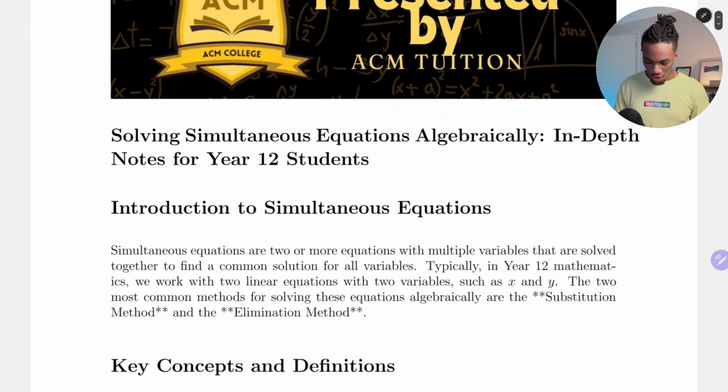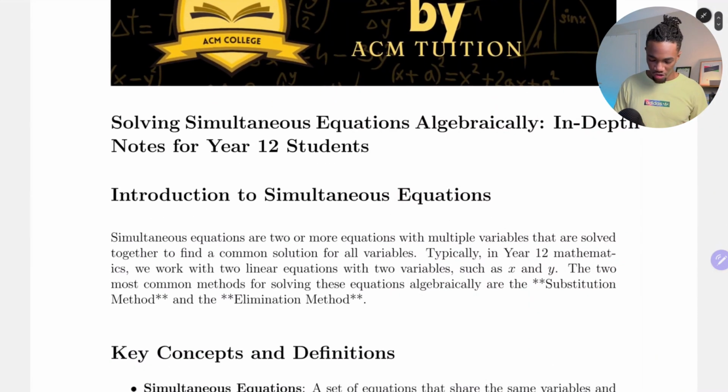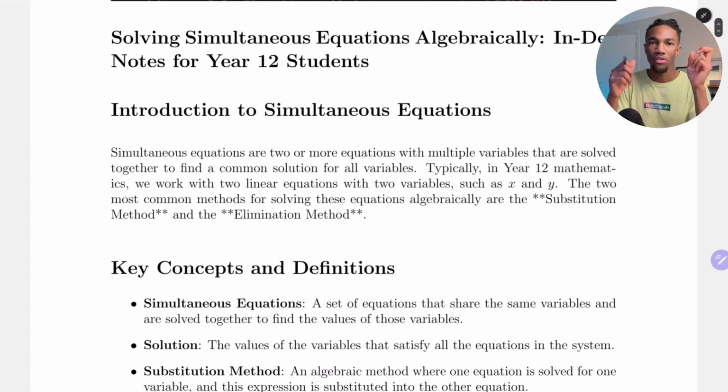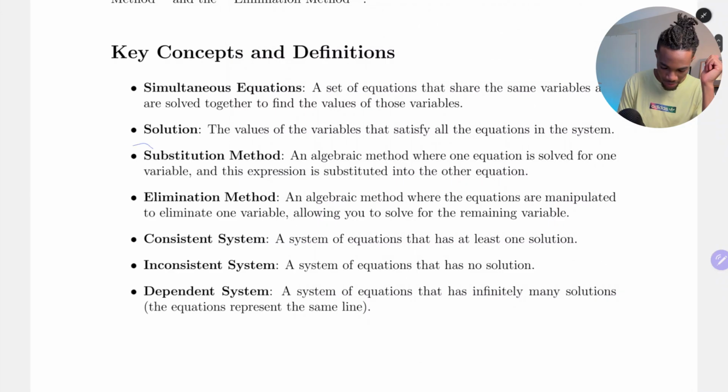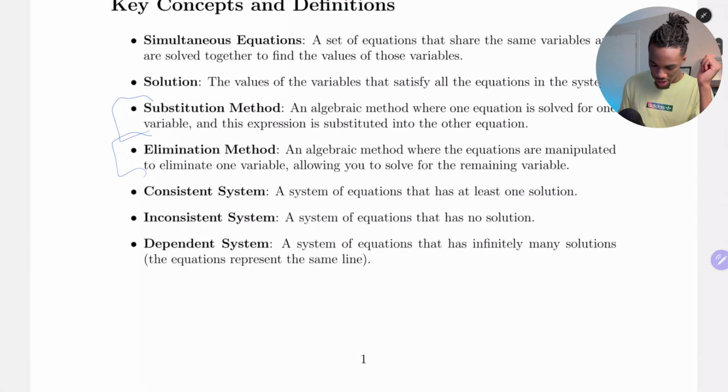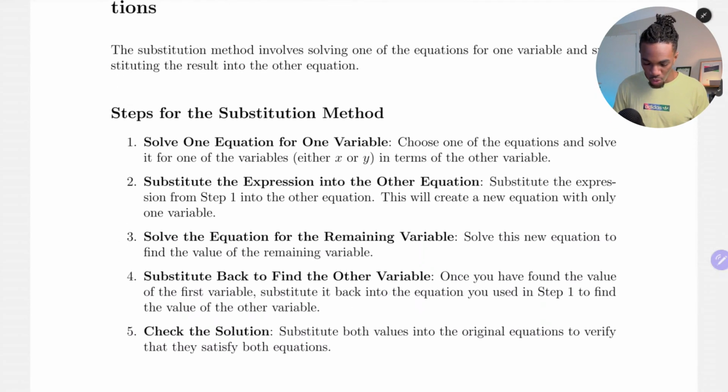First off, when we're talking about simultaneous equations, we have two methods of solving them, and that's the substitution method and the elimination method. We'll go over these a bit later. We have three different systems: one where there is one solution, one where there is no solution, and one where there are infinite solutions. And infinite just means they're on the same line. So how do we solve these?